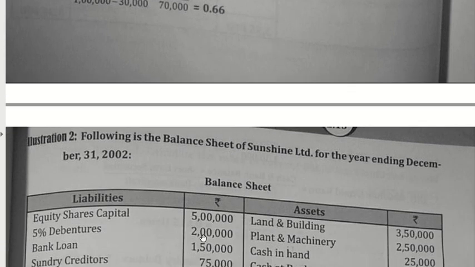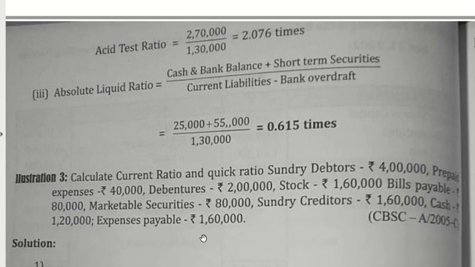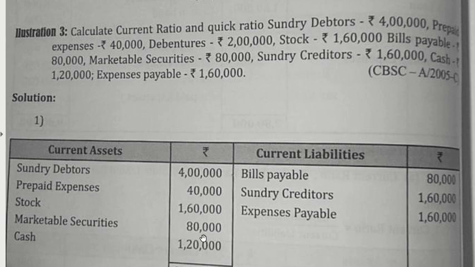Moving on to your next question, which is to calculate current ratio and quick ratio. Sundry debtors 4 lakh. They have given certain items. Sundry debtors is a current asset. Prepaid expenses, current asset. Debentures, it's a long term liability, so you do not consider. Stock, current asset. Bills payable, current liabilities. Marketable securities, current assets.